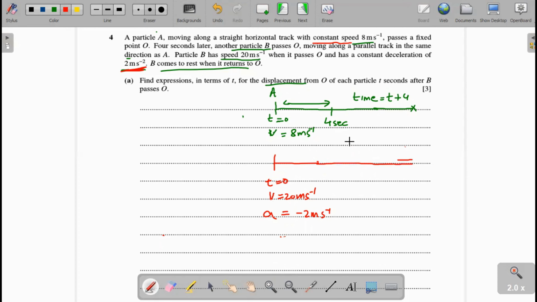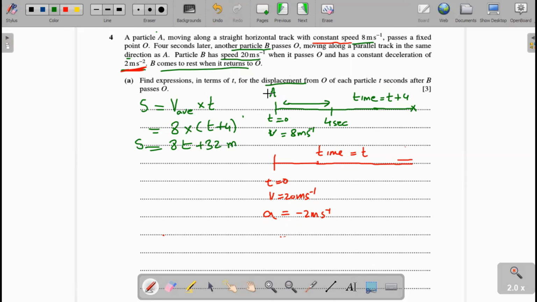Now after t seconds later, the time taken is t, it reaches some position. Now we have to find the displacement of the particle. We know the formula: the distance will be equal to V multiplied by T, because the speed is constant. Here the speed is constant and we can take the value 8 multiplied by t plus 4, and we get 8t plus 32 meter. This is the expression of the particle A motion.